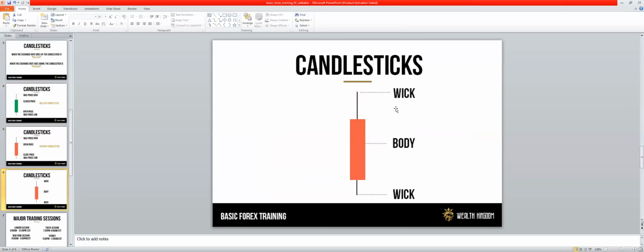Okay, this is the body of the wick. The body is pretty much the colored shape, and then you also have the wicks. The wicks are the thin black lines that point out of the body of the candlestick, which you'll see on a live trade right after this.